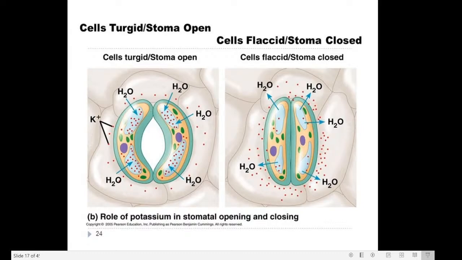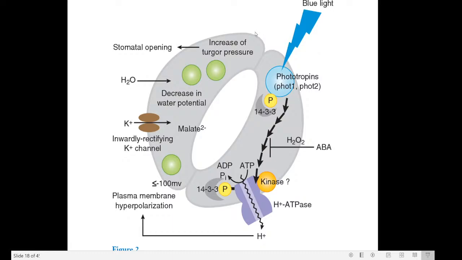If there is a need of water, it's open mode, and it will also allow entering K plus ions. Then if there is no need of water, that is a removal of water, that makes the stoma close. That process is called turgid, meaning open, and flaccid means close. This is the overall mechanism.